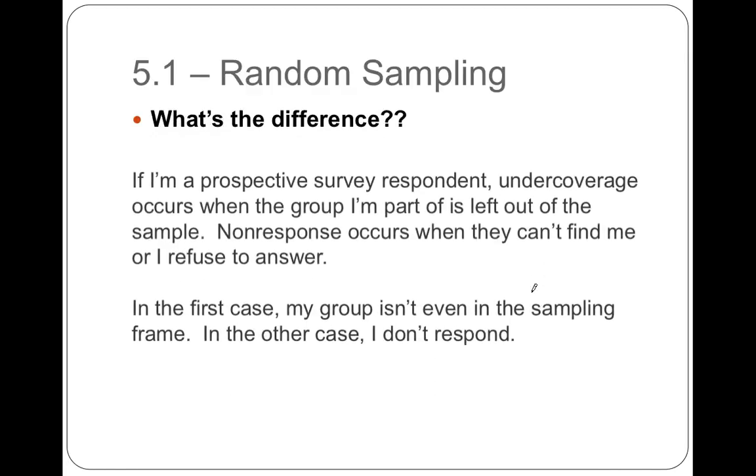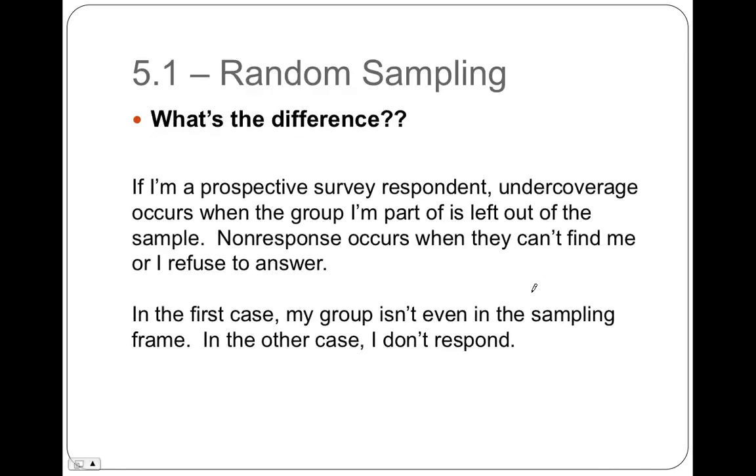So the difference is that if I'm a prospective survey respondent, undercoverage happens when the entire group that I'm a part of is left out of the sample. I don't have a chance to be selected. Non-response happens if I get selected, but they either can't find me or I refuse to answer.